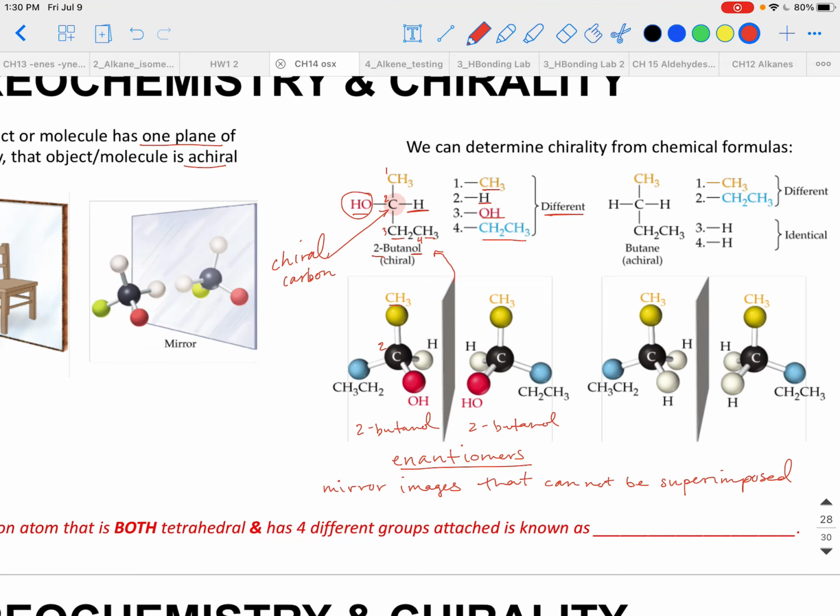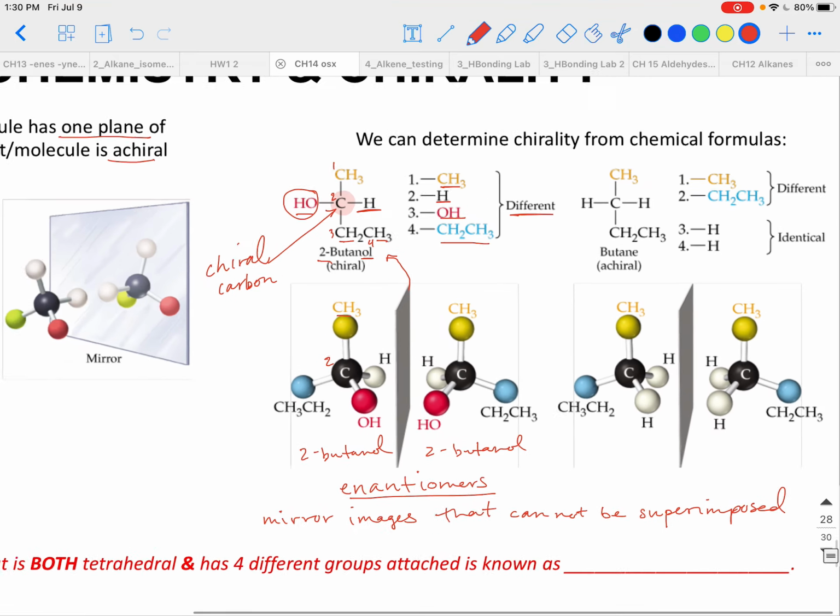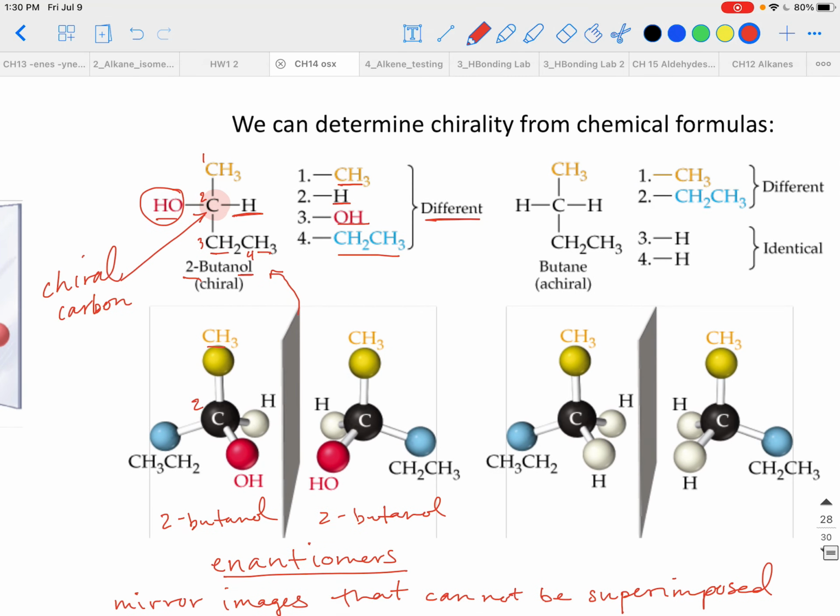Okay? Now, let's consider butane. Butane looks a whole lot like 2-butanol, except instead of an OH group right here, we'd have another hydrogen. There's no OH group in here. It's not an alcohol, it's just an alkane. Because of that, we do have two different groups, but then we also have two identical groups. These two hydrogens are identical. And therefore, this molecule is achiral. We have a plane of symmetry.